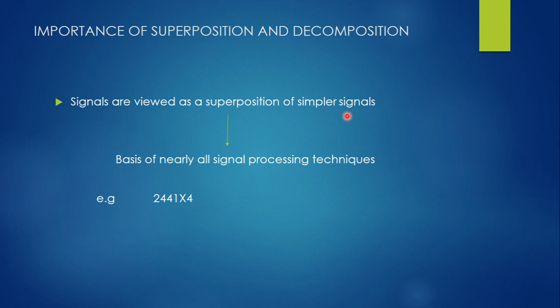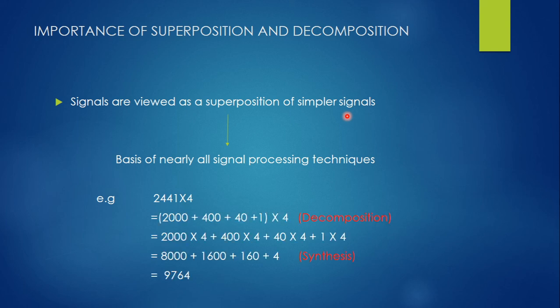Suppose we want to multiply 2441 by 4. Okay. It puts some load, some stress on your brain. So the simpler way of doing this is to break this signal into some simpler signals, then do the multiplication and then synthesis, adding up, so that the multiplication becomes easy. See here. In this we have broken 2441 into these four signals. 2000 plus 400 plus 40 plus 1. Then multiplied by 4. This is the decomposition.